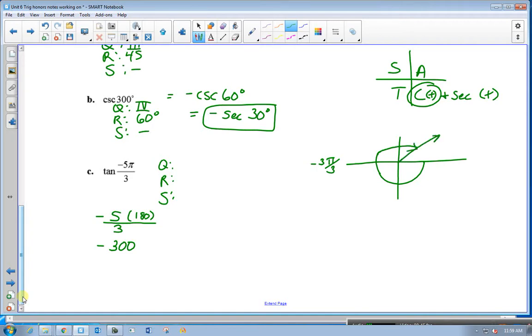Okay, so there's negative 5 pi over 3. Quadrant 1. What's this reference angle going to be? In radians now. So it's going to be 60. What is that in radians? How do we do that? Pi over 6 or pi over 3? Pi over 3?